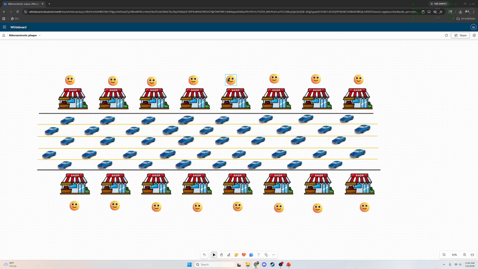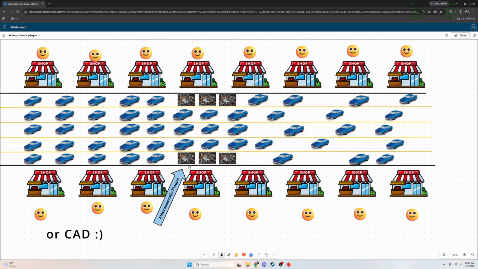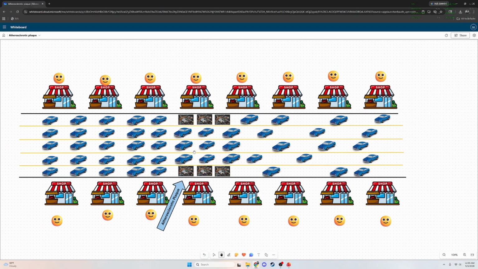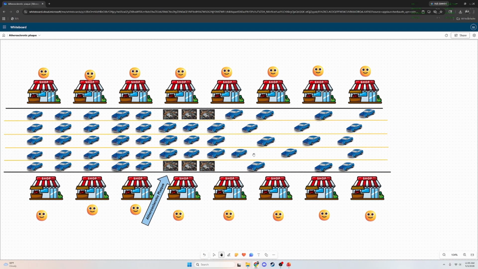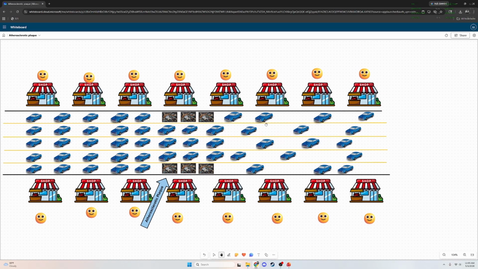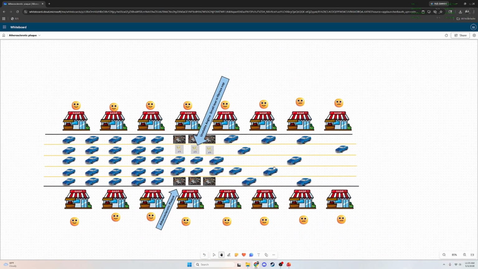Now let's represent a coronary artery with atherosclerosis. We've got trash and rubble piling up on the sides and it closes 2 lanes. So the traffic is slowed, but there's enough getting through that the shops aren't really that affected. This is the pre-existing condition that increases your risk of developing ACS. So let's head down and see what unstable angina looks like.